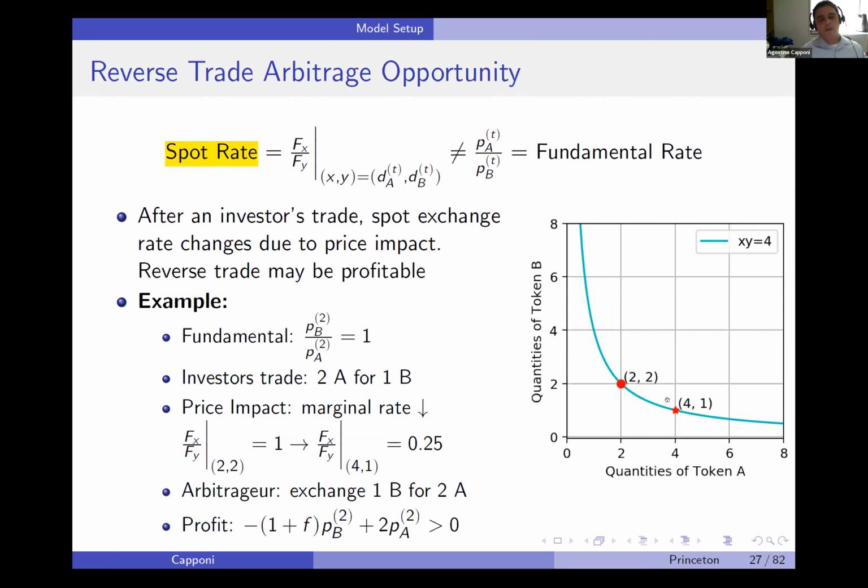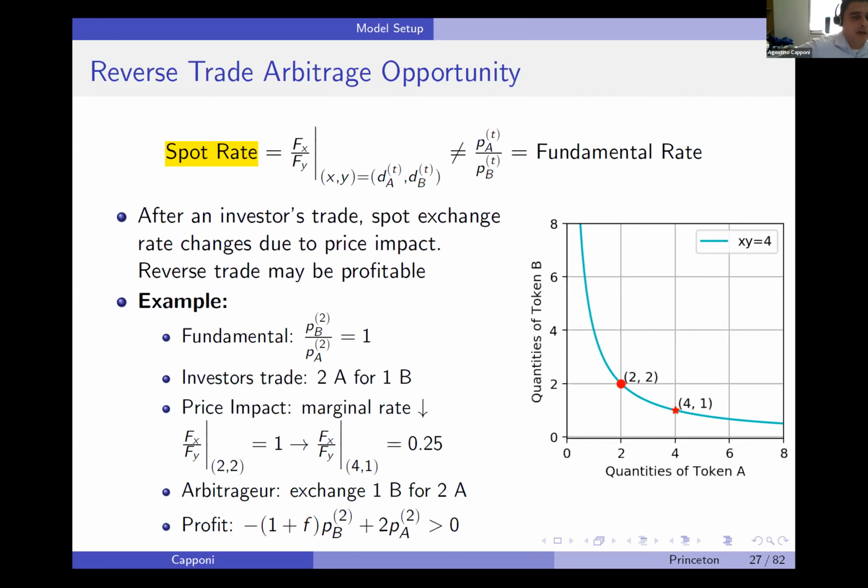So now what could happen is that if I'm an arbitrageur, I could do the reverse trade. I could go back from 4-to-1 to 2-2 and gain somewhat from the price impact that was caused by the previous investor. So for example, an arbitrageur can come and now exchange 1 token B for 2 token A so that you go back to the previous state of the pool, which is 2 token A and 2 token B, and this will be profitable. If you look at the value of this transaction, it will be positive.